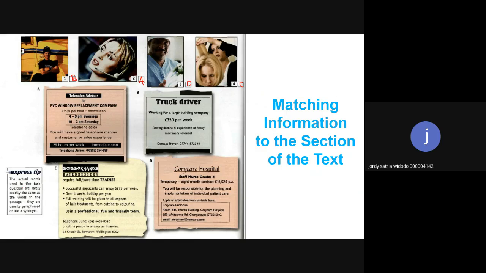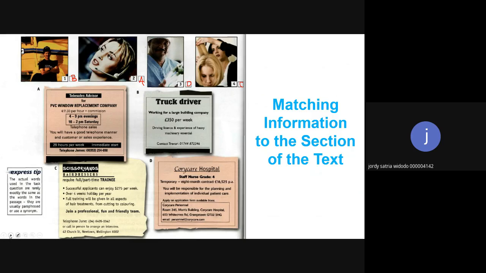The actual words used in the task questions are rarely exactly the same as the words in the passage. They are usually paraphrased or use a synonym. Just remember that every single question in this kind of part is paraphrased. So you need to find out the restatement. You cannot copy and paste directly whatever is written in the passage or in the advertisement. You need to find the paraphrasing word for those words required by the questions. Okay, so that's the tip.